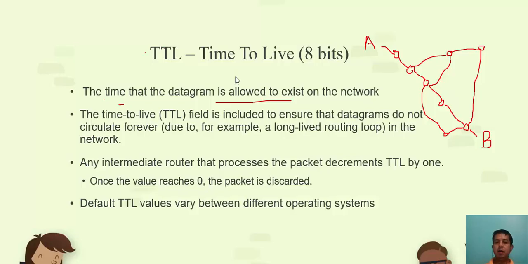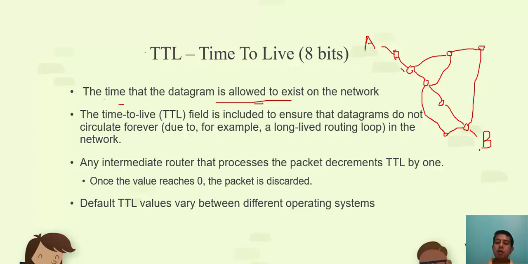TTL, or time to live, is an indication of the time that the datagram is allowed to exist on the network. That means the TTL will have a value, and that value says for what amount of time that datagram can exist on the network. Say for example, host A is sending some data to B, and there are many alternative routes from A to B. There is this route, and there is another route which goes through this. Now say a datagram is moving from this router to this router, and depending on the best routing path, it can flow through any path.